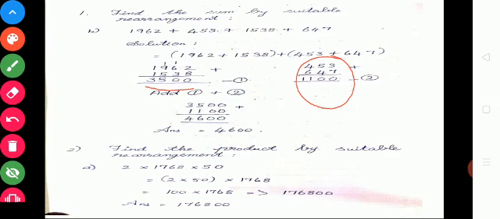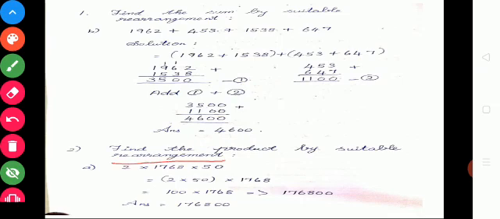1100. Now add 1 plus 2. These two answers you want to add now. So 3500 plus 1100. So your answer is 4600. Yes.